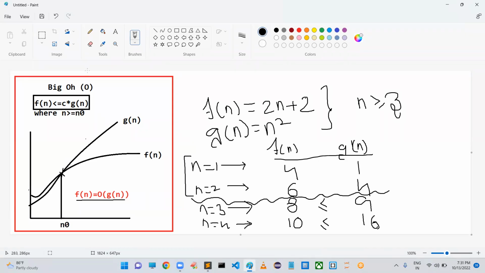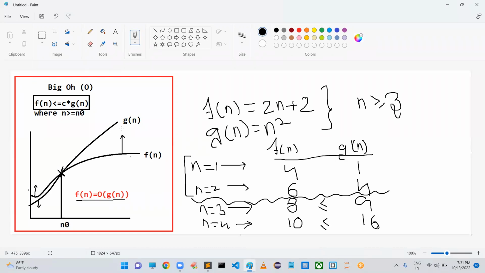In the diagram you can see, f of n is leading at the top and g of n is down, up to a certain point, that is n naught. Once the constant value n naught is reached, the value of g of n rises drastically when compared with f of n. So if you are getting g of n as an upper bound, then we can say f of n is equal to big O of g of n.